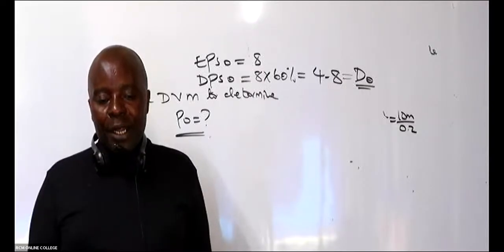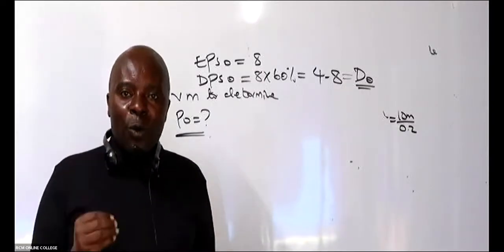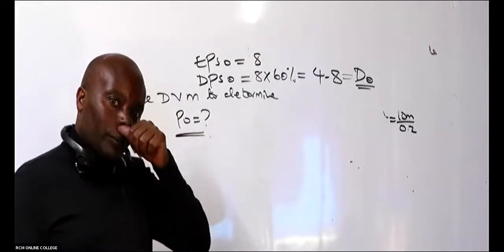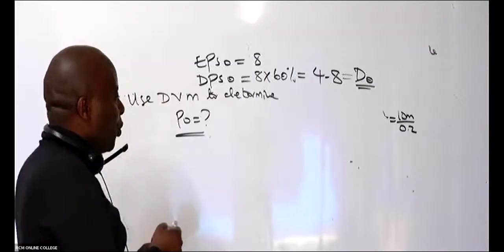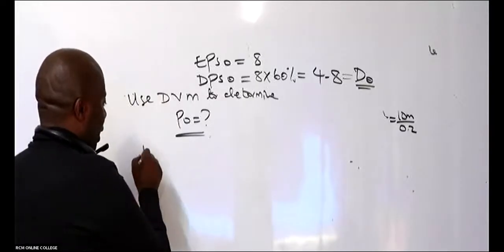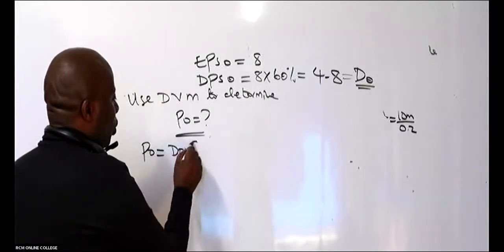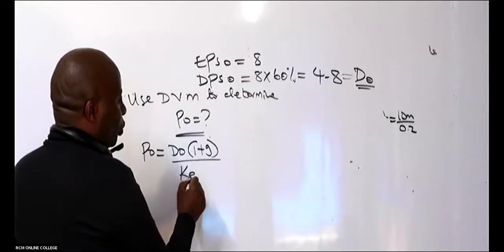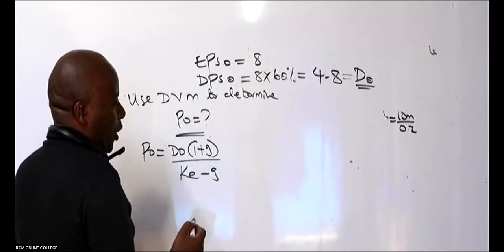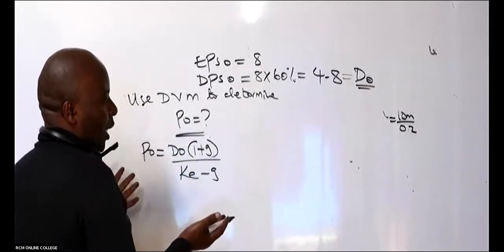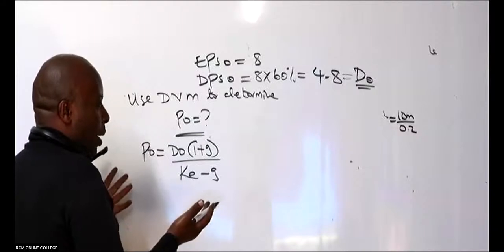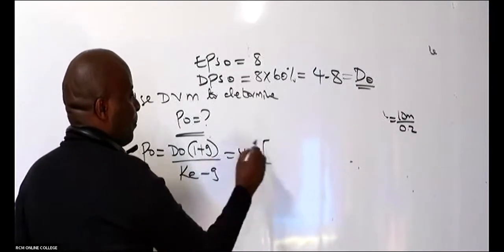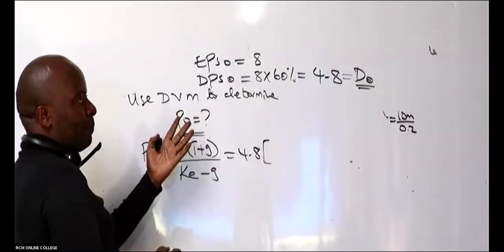So, ladies and gentlemen, they want me to use a dividend valuation method to determine P0 between the two. Not a problem. So how do we get this P0? I know the formula. P0 equals D0 into 1 plus g, all over cost of equity minus g. Fortunately, we have been able to get D0. Our D0, ladies and gentlemen, is 4.8. The one we got up there.